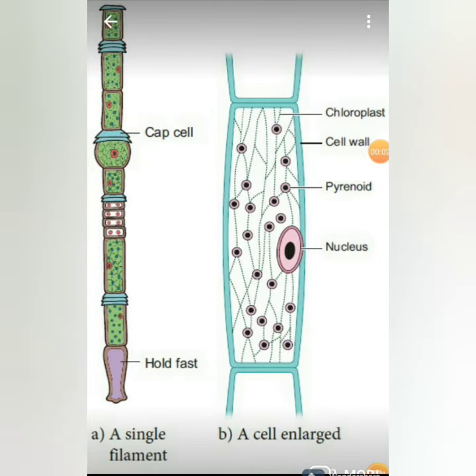So here, as we can see, the filament is differentiated into three types of cells, right? The basal cell, that is the lowermost cell of the filament, the apical cell, the topmost cell of the filament, and the middle cells.